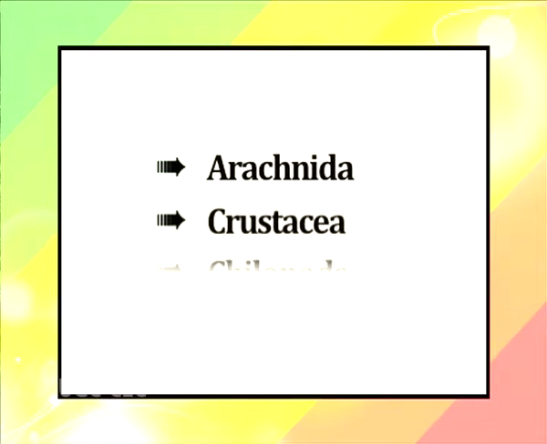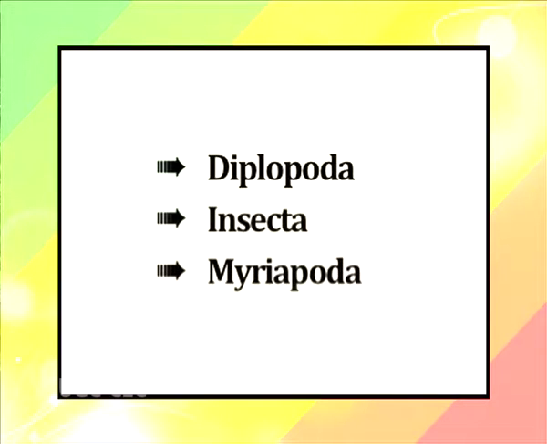However, schizocoelomic coelom is much reduced and replaced by perivisceral hemocoel filled with blood. They have a segmented body and the segments are not separated by septa. Classes include Arachnida, Crustacea, Chilopoda, Diplopoda, Insecta and Myriapoda.